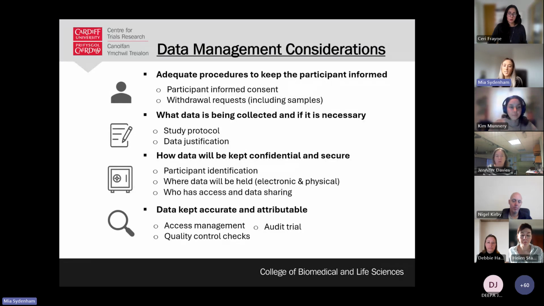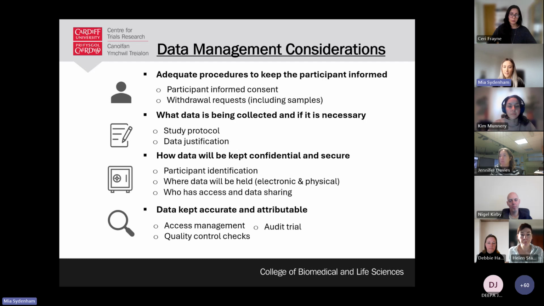We also need to consider what data is being collected and if it's necessary. Each clinical trial will have a study protocol document, which is effectively the blueprint for conducting the study. So we need to ensure we're meeting all of the protocol data collection requirements and not collecting any data that isn't necessary. At the CTR, we carry out a data justification process by documenting the justification for collecting each item of data in our studies, just to check its necessity for the study and stop us collecting too much data.